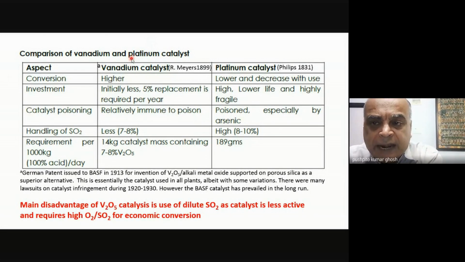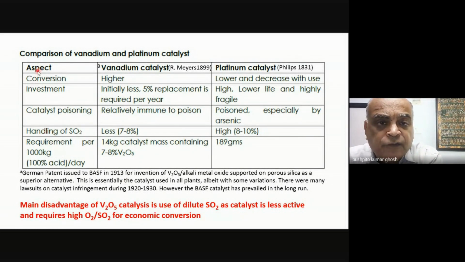If you compare Peregrine Phillips' platinum catalyst and vanadium, let us try and look at it. And these are the kinds of things that, suppose you were the owner of a company and you had to decide what you want to do. Let's go back to 1910 or 20, when both of these processes were equally being practiced, and you have to decide what you want to do. Which catalyst should you opt for? Which technology? So these are some of the important parameters on which to judge.